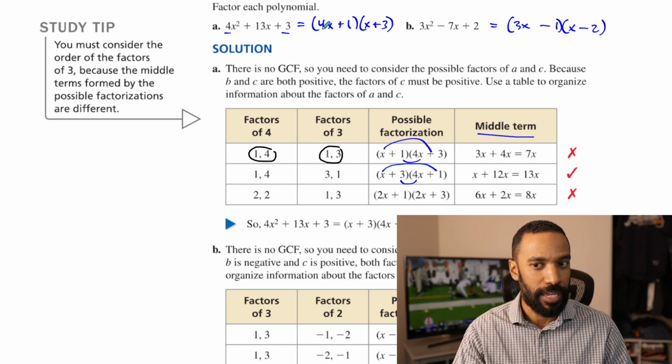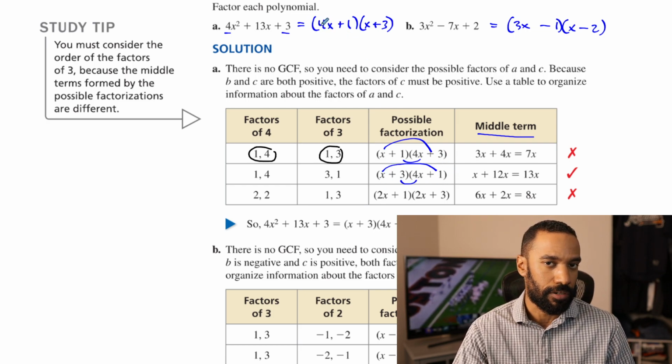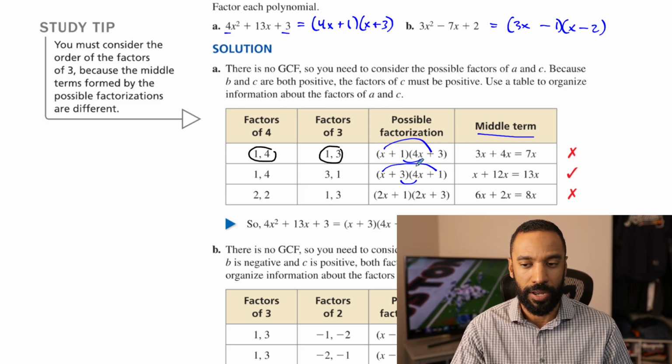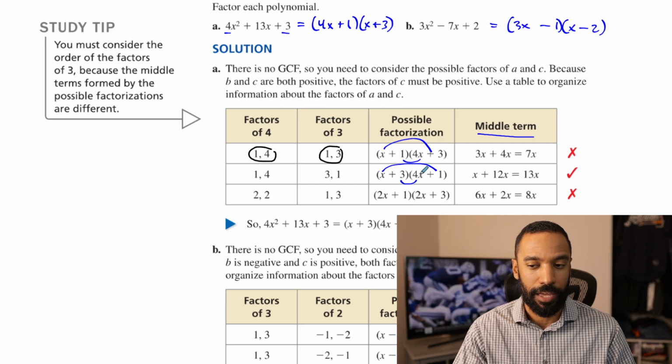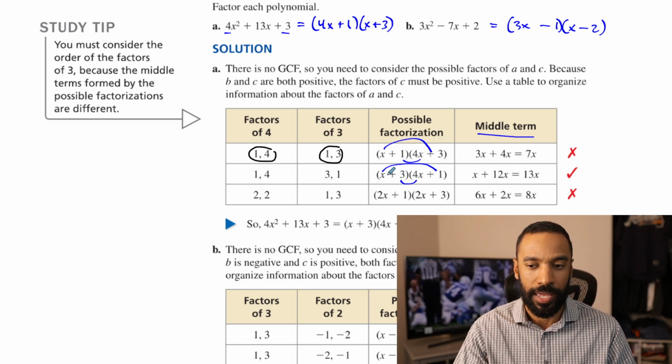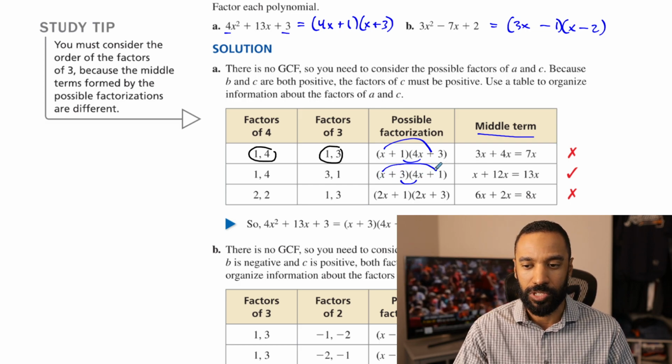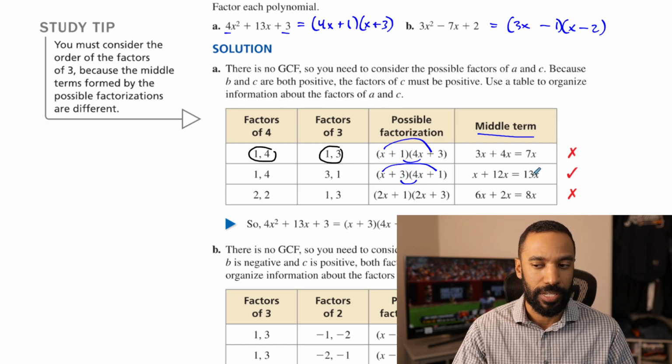I wrote it differently, and I'll always write it with the bigger leading coefficient first. That's just the way that I go about it. They didn't seem to. But that's what you get. 4x has to be with 1, and x has to be with 3, so that when you FOIL things out, the outside plus the inside add to 13x.